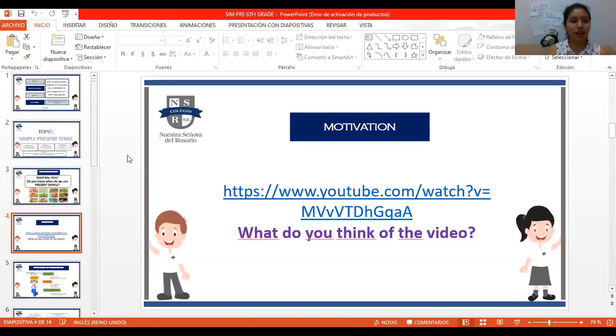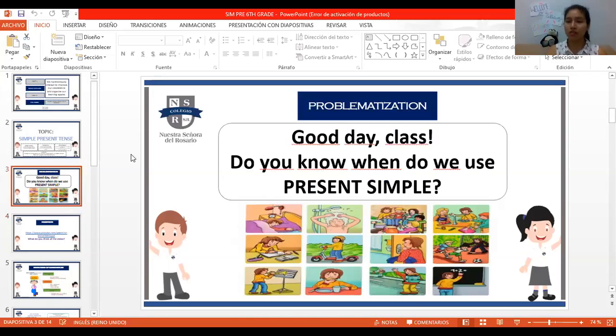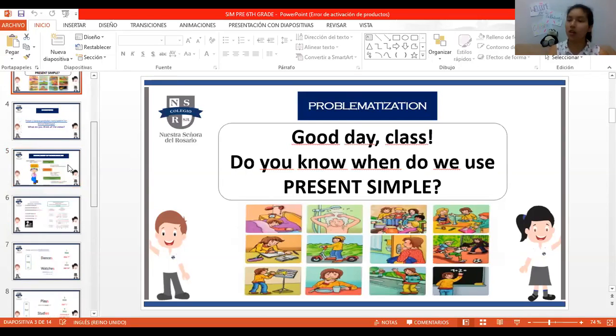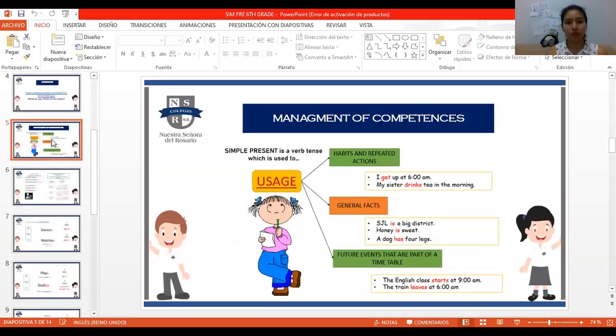So, do you know when we use present simple? Here we're going to see when we use it. So, you can see.